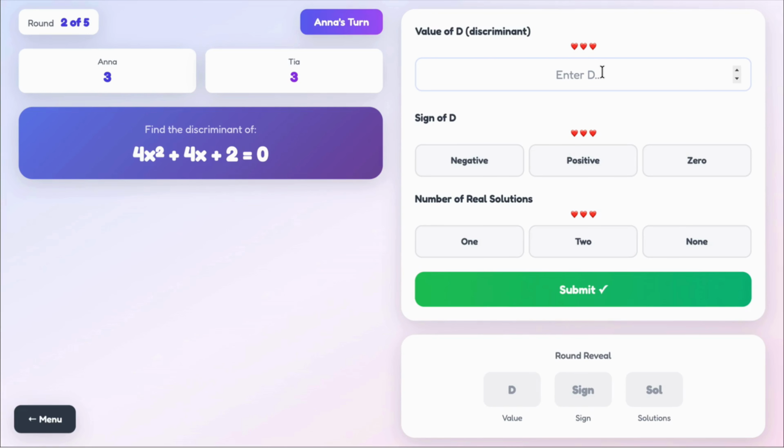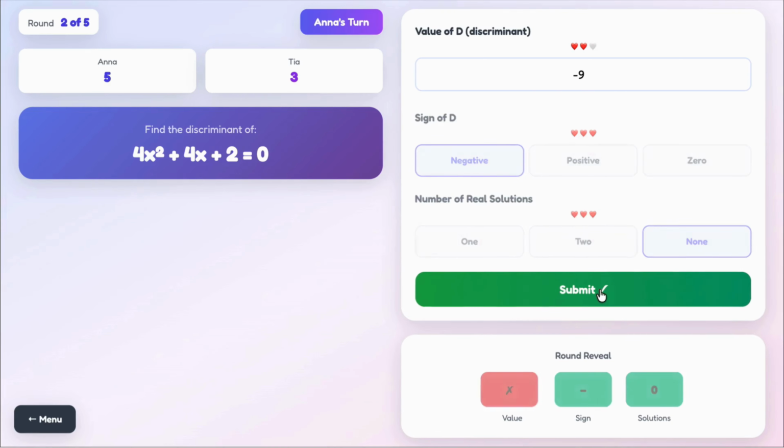But now I'm going to try and make some mistakes here. So I'm just going to look at this and say that I think it's a negative number, but I'm just going to pick some random number. And when it's negative, there's none. So let's see. Well, it is a negative number, but because I didn't work it out, I did not get the right thing. So I'm just going to pick another number.